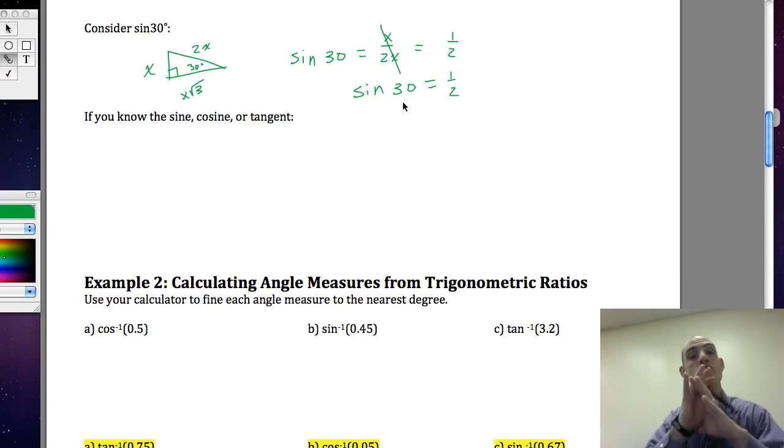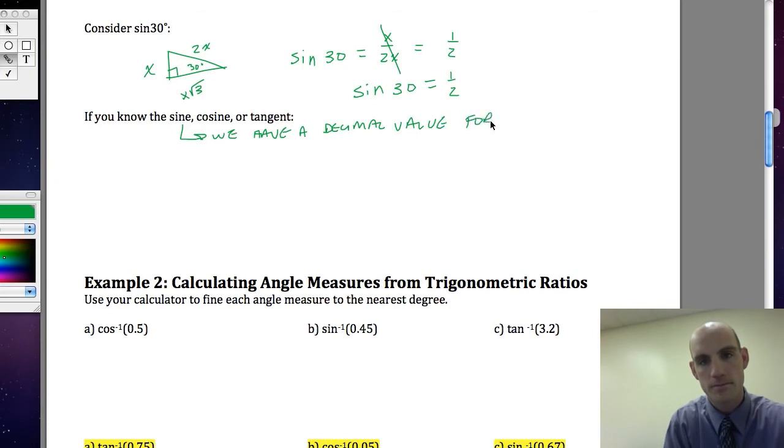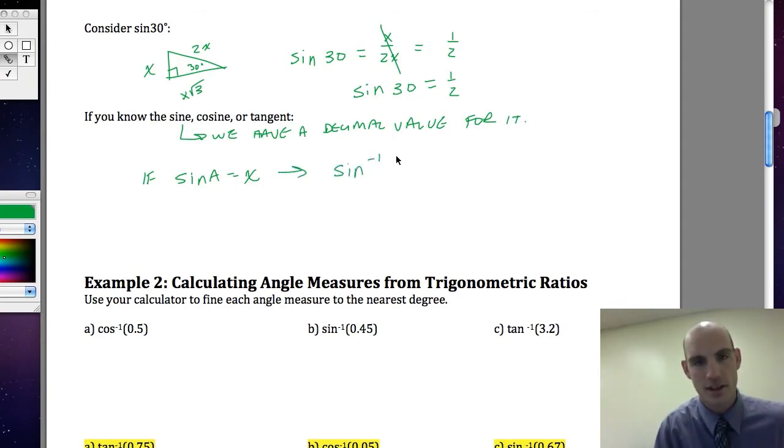That is always true. So what I'm saying is, if we know the sine, the cosine, or the tangent, meaning we have a decimal value for it, we can use inverse ratios. Here's how that works. If sine of A equals x, it follows that sine inverse of x equals A.